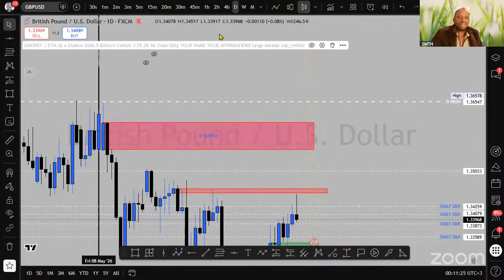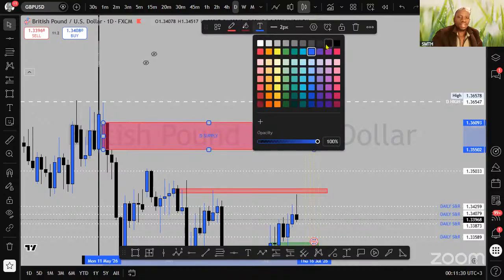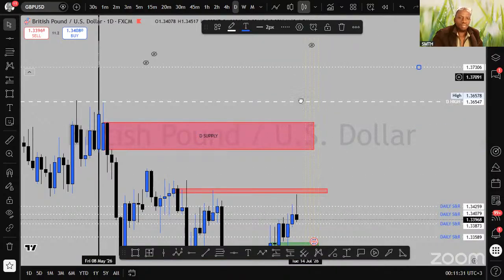Hii ni red ama ni pink nimeweka hapo sasa surely. Okay, sawa, hiyo ingine tutang'ang'ana nayo baadaye.